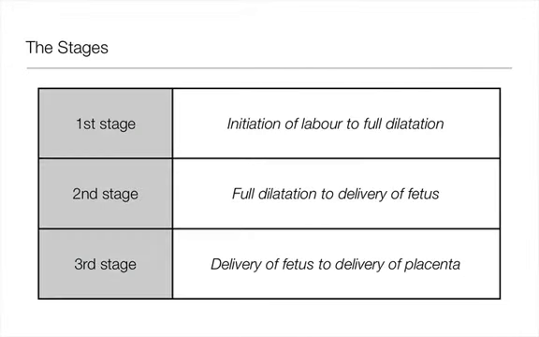The different stages of labour. Labour is divided into 3 stages. The first stage, from the initiation of labour to full dilatation of the cervix. The second stage is timed from the full dilatation of the cervix to delivery of the baby. And the third stage is that between the delivery of the baby and the delivery of the placenta.